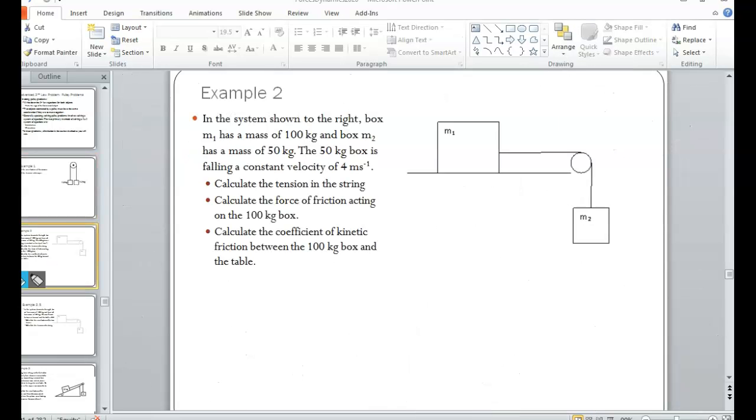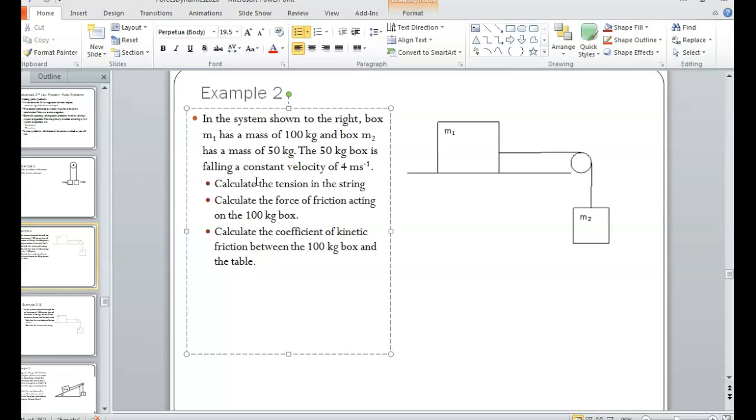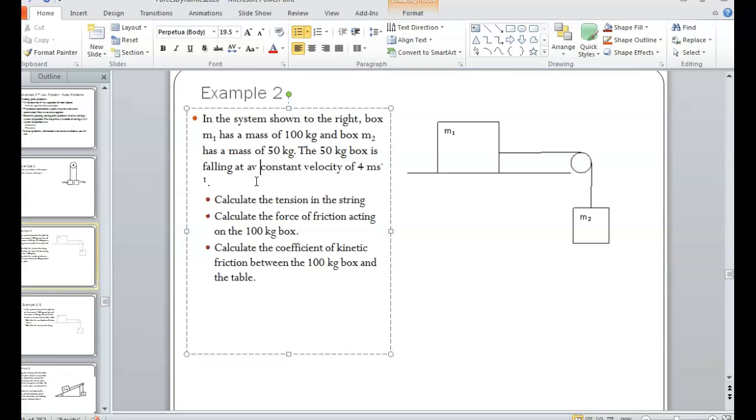Example 2 says, in the box shown to the right, box M1 has a mass of 100 kilograms, box M2 has a mass of 50 kilograms. The box is falling at a constant velocity of 4 meters per second. And we're asked to calculate some things. Before I even look at the question, I'm going to follow my second law process just to get that out of the way.